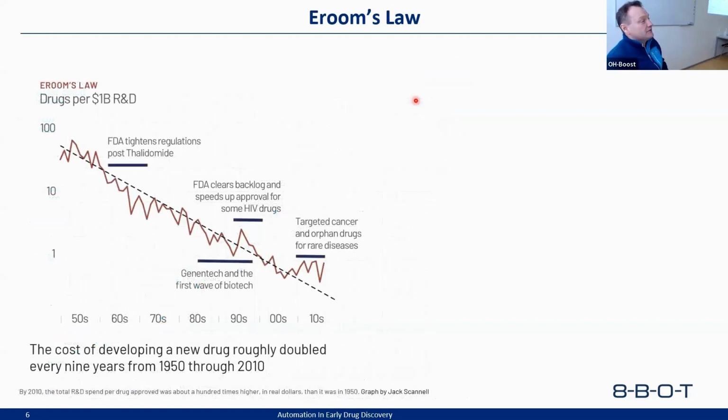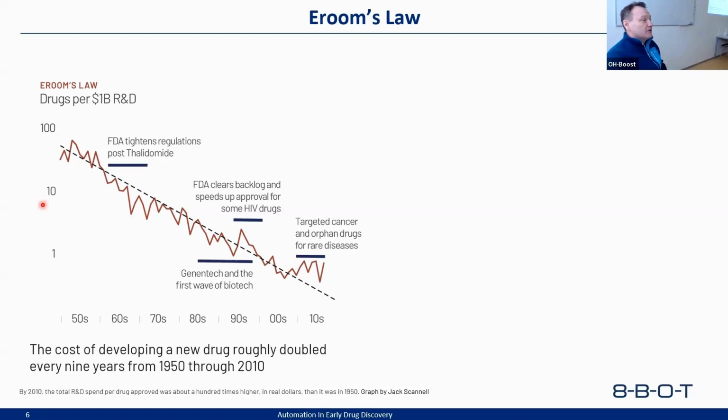You know this one? It's called Eroom's law. If you spell Moore's law backwards, you come to Eroom's law. This is the productivity of every $1 billion you put into a new pharmaceutical compound to get it to the market. In the 50s, it was about $100 million you had to spend to get a drug on the market, and it doubled every 9 years. So it's exactly the opposite of Moore's law. It gets more expensive and more difficult.